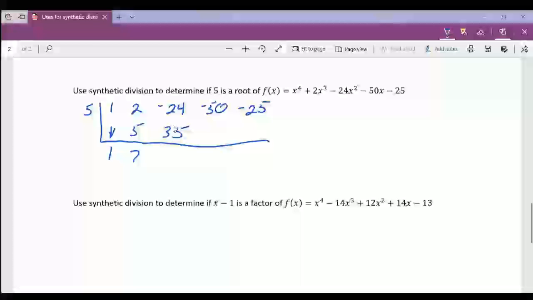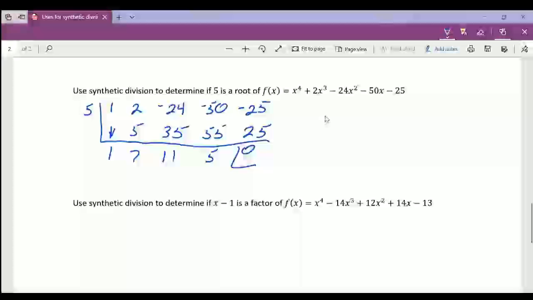multiply, add, multiply, add, multiply, add. All right, the remainder is 0 this time, okay? Now again, we are not going to write down the x to the third plus 7x squared plus 11x plus 5, because that's not what the question's asking for. What the question is asking is use synthetic division to determine if 5 is a root.